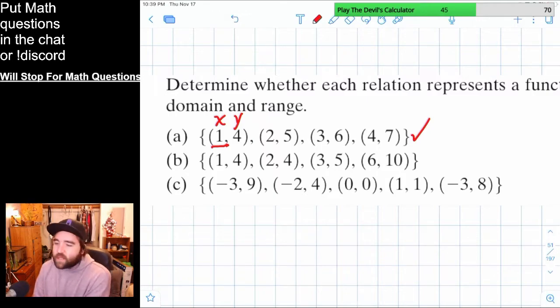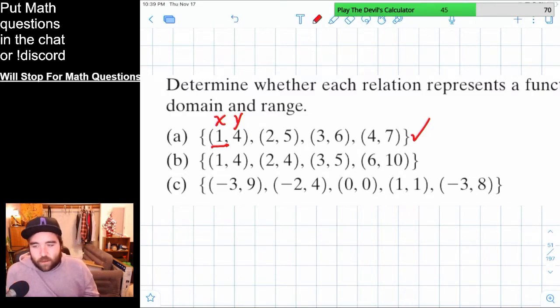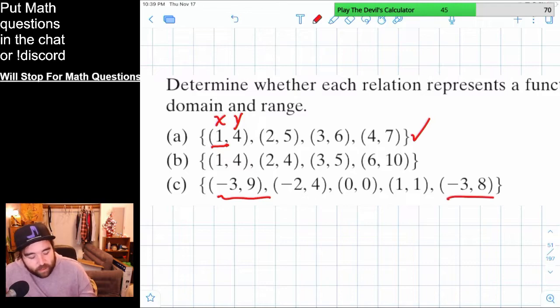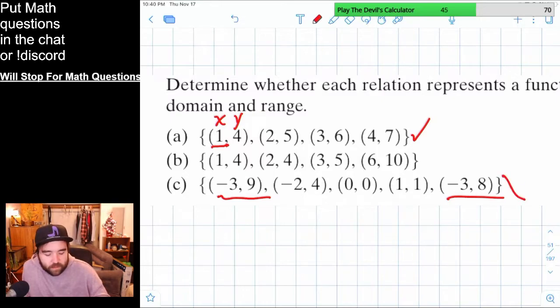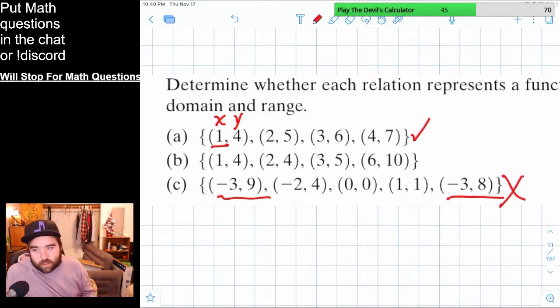And let's go ahead and jump down to C, because C is like the counterexample to that. If we input -3 into this function, what do we get? Well, this is saying that if we input -3 into this function, we get 9. This is saying if we input -3 into the function, we get 8. So because of that, it's not clear. If we input -3, there's two different things that we're getting out. So that means that that is not representing a function.